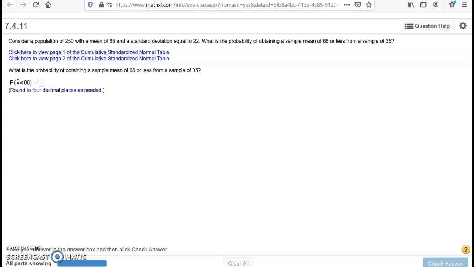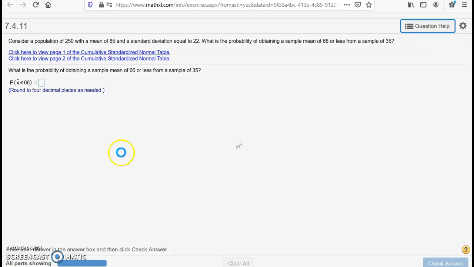Okay, so I was going to go through the questions that you had asked about. The first one says, consider a population of 250 with a mean of 65 and a standard deviation of 22. What is the probability of obtaining a mean of 66 or less from a sample of 35?